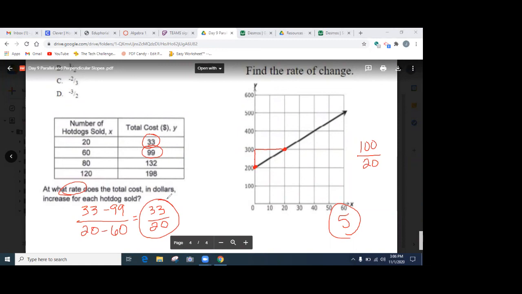So a lot of good stuff here. A lot of stuff that's going to be on our test this week.